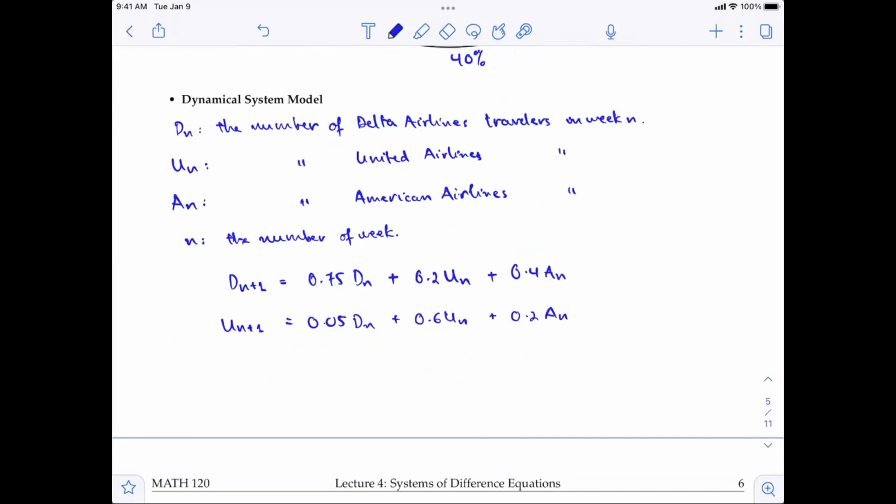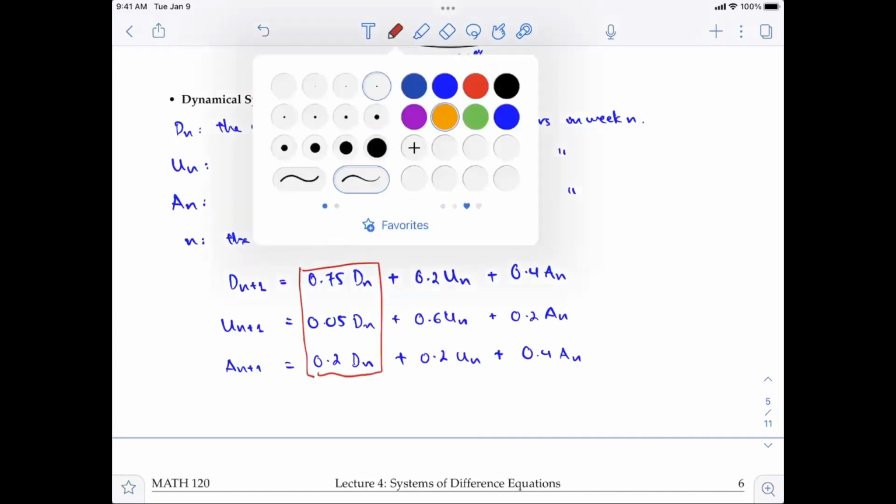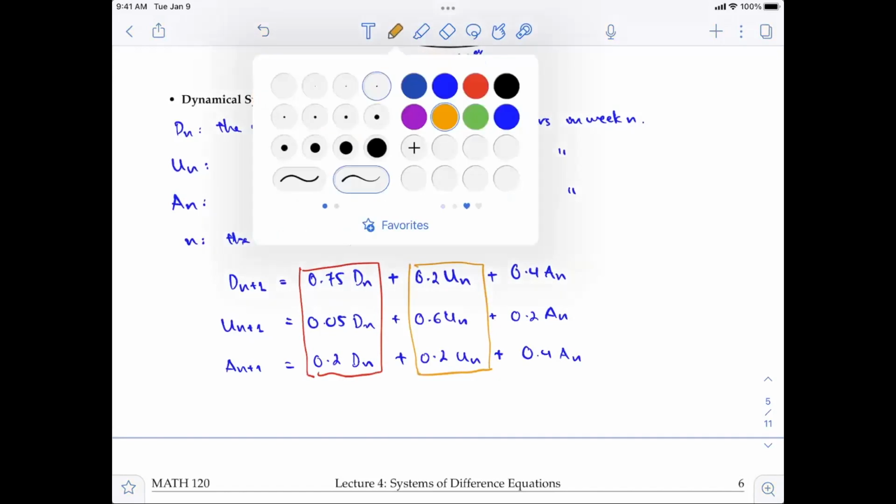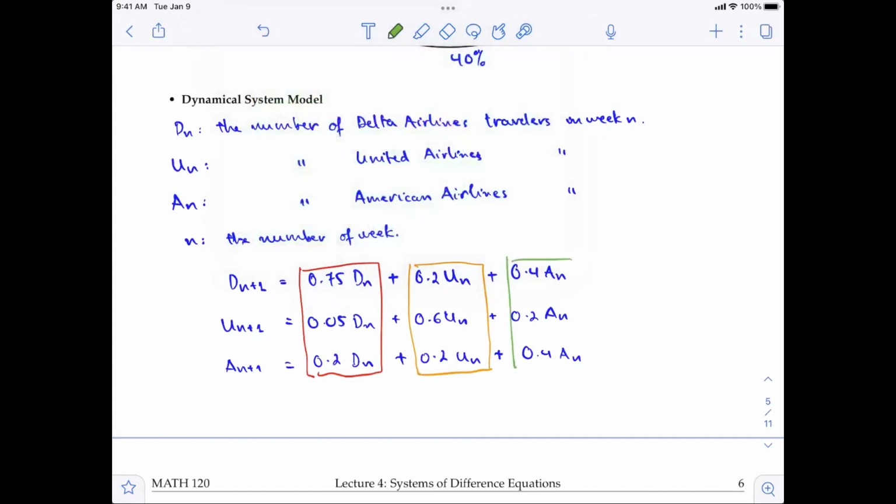In the last equation, you have a sub n plus 1 equal to 0.2 d sub n plus 0.2 u sub n plus 0.4 a sub n. And if you notice, for this example and the last example, the percentage of Delta will add up to 100%. The percentage of United Air will also add up to 100%, and the percentage of American Air adds up to 100% as well.